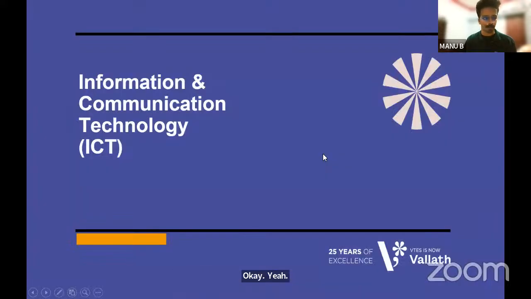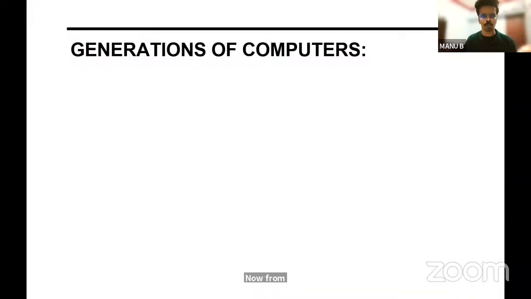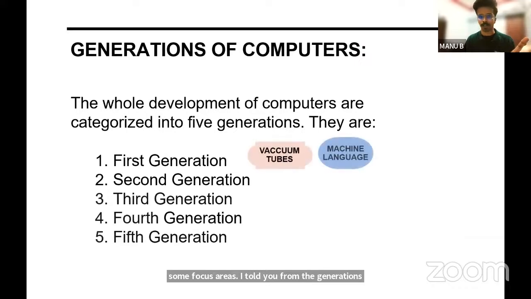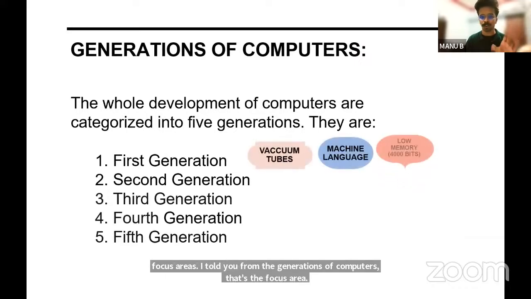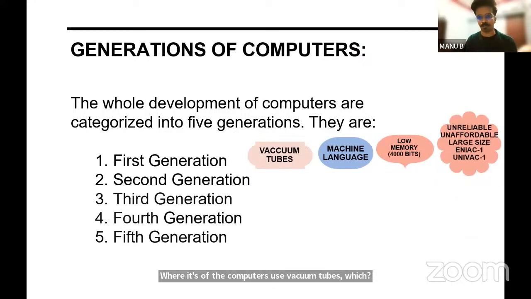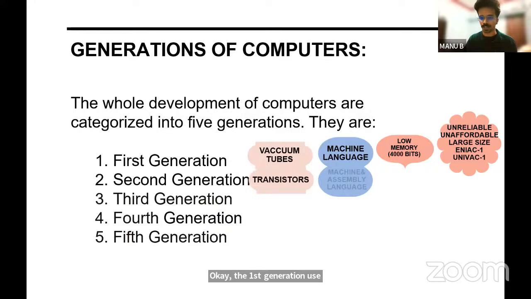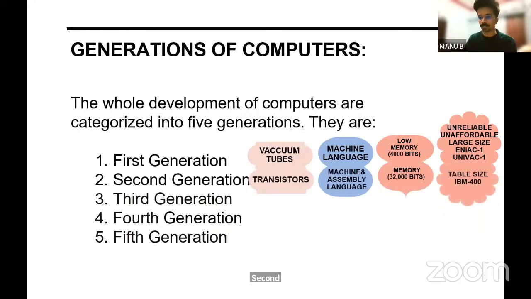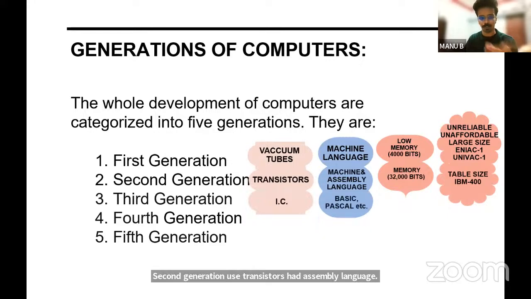Okay, now from ICT, I think we can just rush through. Some focus areas I told you are from the generations of computers. Which of the computers used vacuum tubes? The first generation used vacuum tubes, machine language, low memory, unreliable. These things you already know. Second generation used transistors, had assembly language, memory increased. These things you already know.